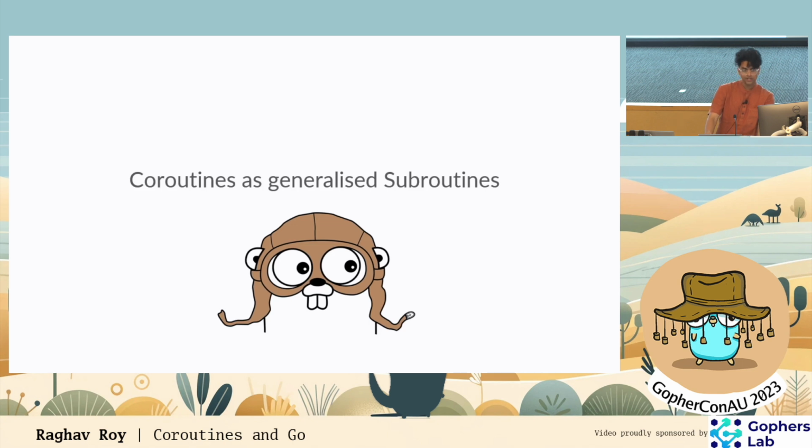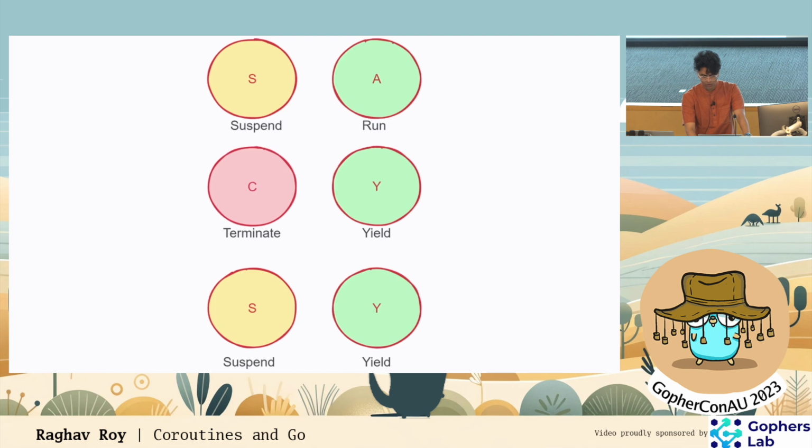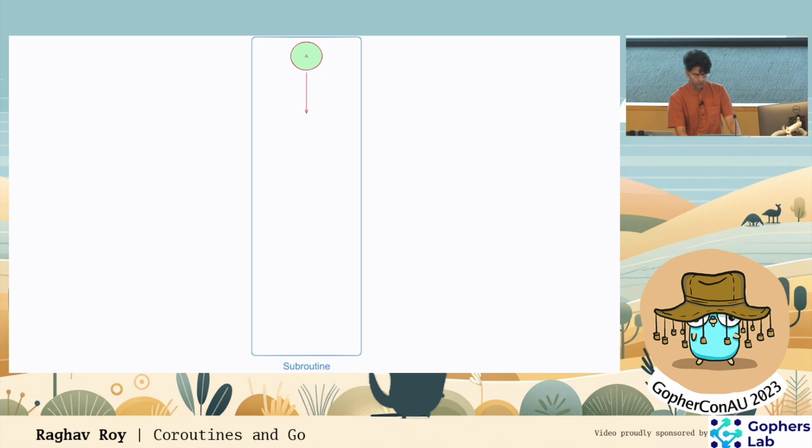So let's try to define coroutines with what we know so far. What a coroutine can do is, when I say generalized, it means that it can do everything a subroutine can, which means that it can suspend itself, run another subroutine or coroutine, terminate itself and yield back control. The magic thing that a coroutine can do is suspend itself in the middle of an execution and yield back control to its caller. So how would that look like?